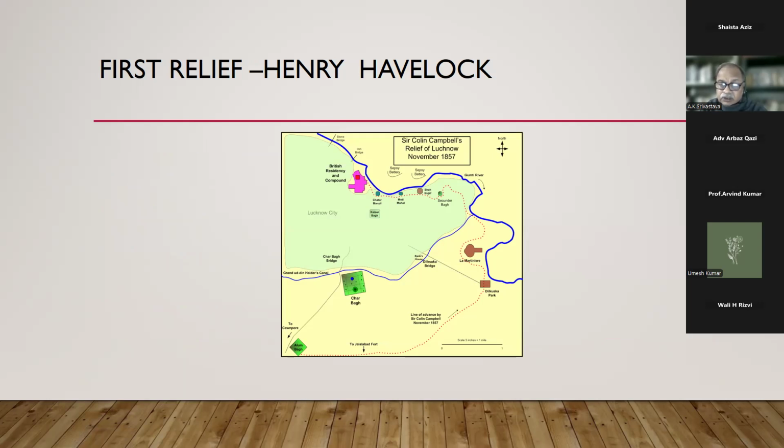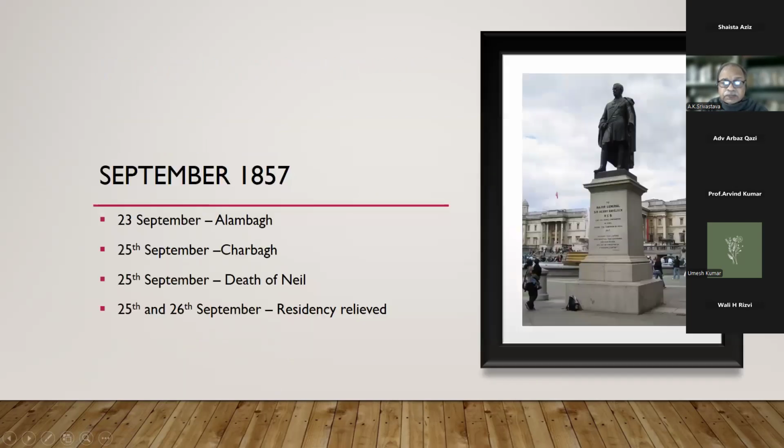Havelock attempted, could not come, but ultimately in September he came. And in this map you can see that from Alambagh to Charbagh there is a line. That is how Havelock came, and this is the area where the Residency is and where the attempt was made. So September, you can see this picture of Havelock's statue at Trafalgar Square, right in the center of London. So how he was admired, respected.